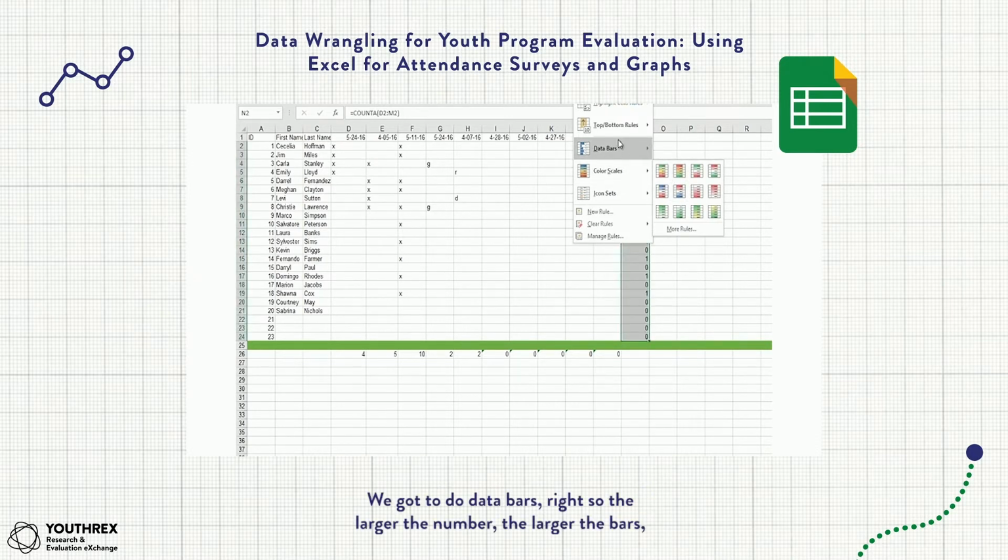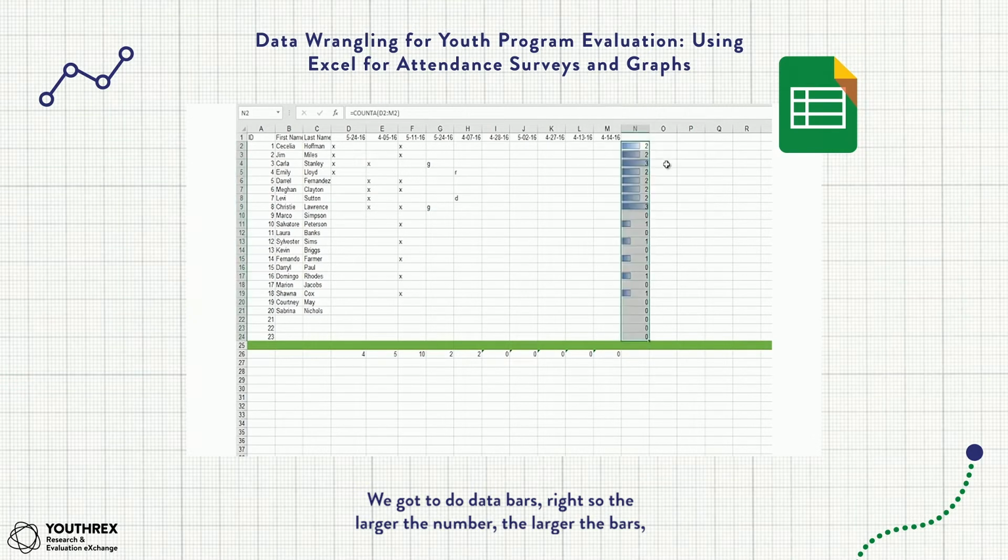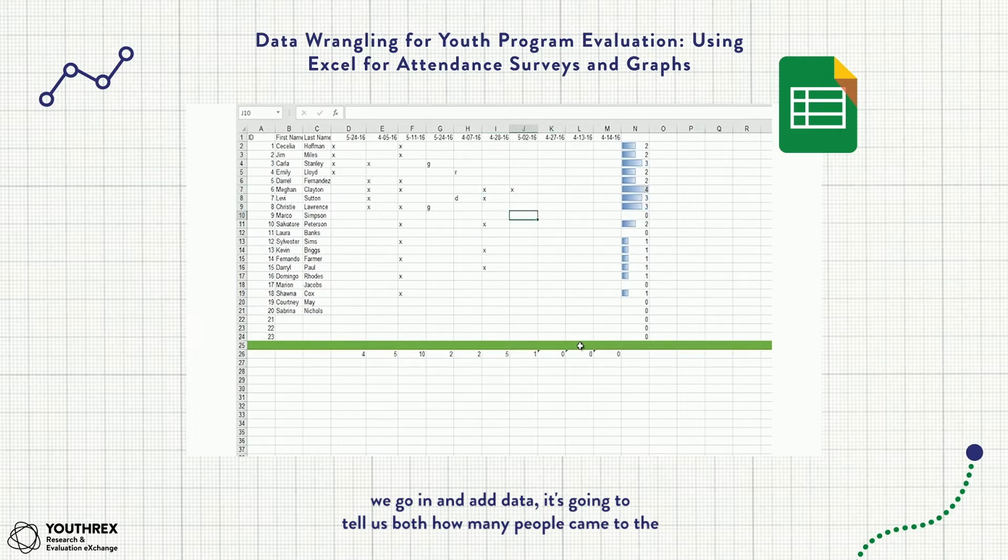We could also do data bars, right? So the larger the number, the larger the bars, and it's just a quick visual way to see it. And it's going to auto update. So as we go in and add data, it's going to tell us both how many people came to the program, those are the numbers that you see on the bottom, and how many times each individual came to the session.